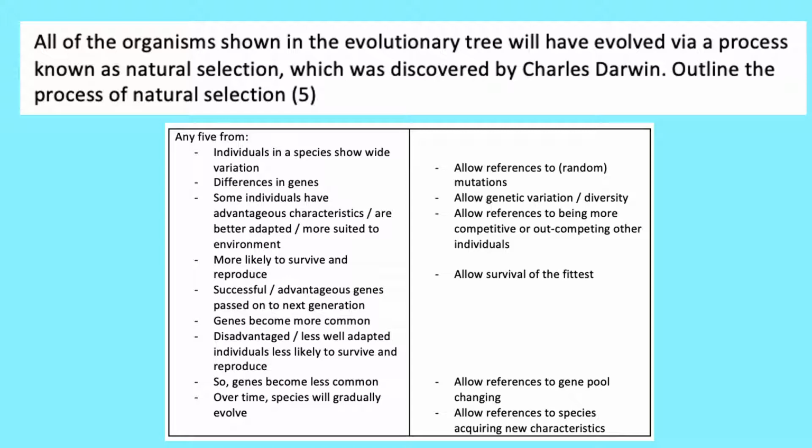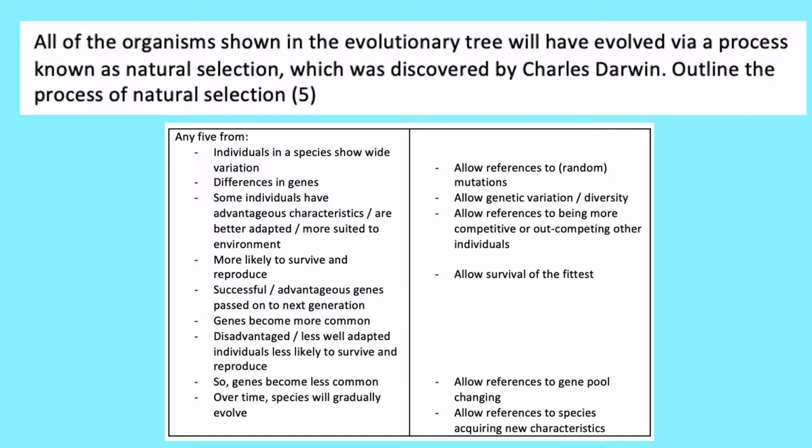Some individuals will have advantageous characteristics. So some individuals in the species will have things that make them better adapted to the local environment. For example, they might be able to run faster, or they might have a fur colour that makes them more camouflaged, or they might be simply fitter.